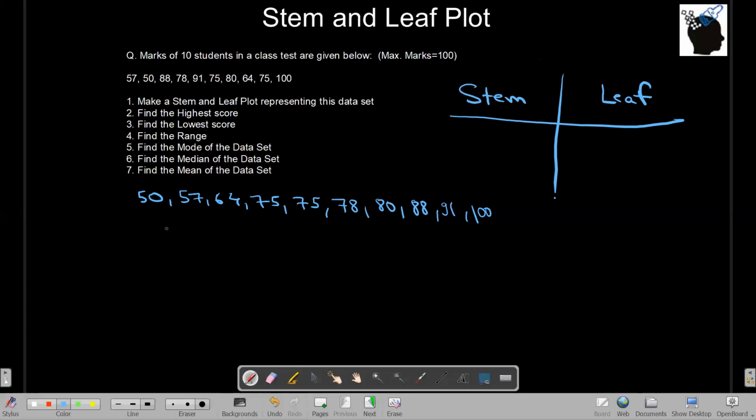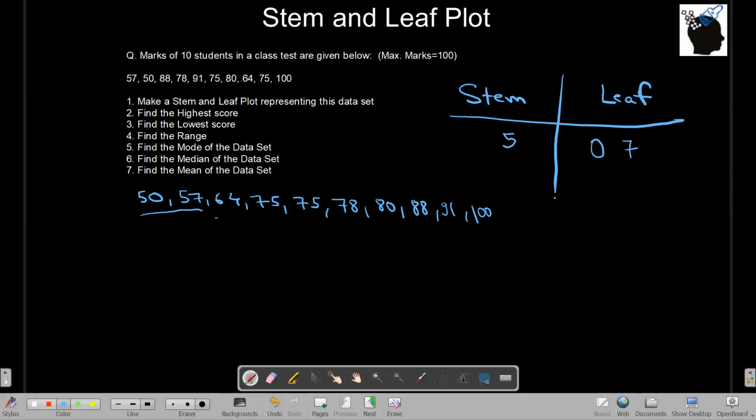So if you look at the data set, you have 50, 57, 64 and so on. So most of the numbers are two-digit numbers. I just have one three-digit number. So let's first take the numbers which are in the range from 50 to 60. So 50 to 57. So as I said, I'm going to write the tens part under stem and the units part under leaf. So I will write a 0 here and a 7.